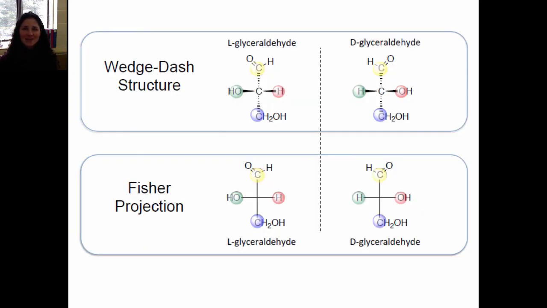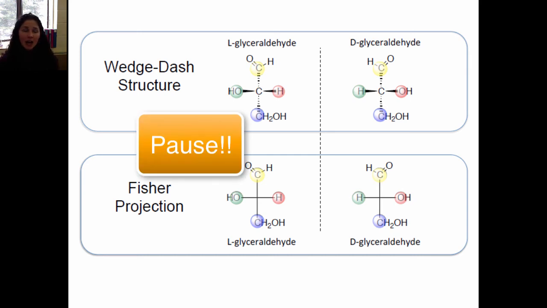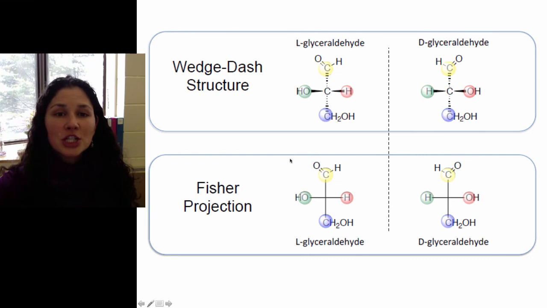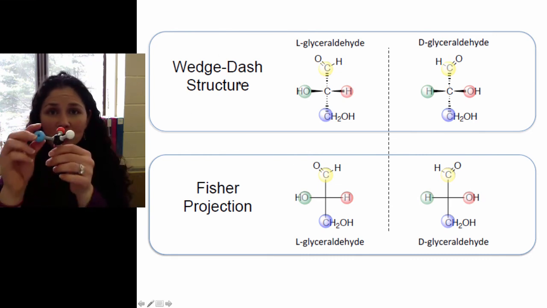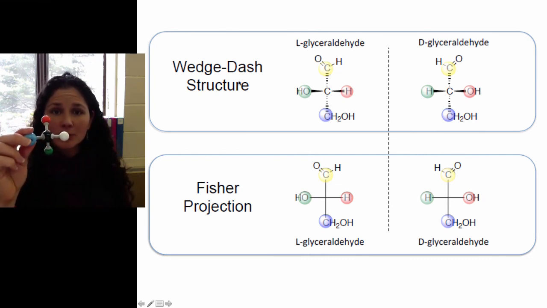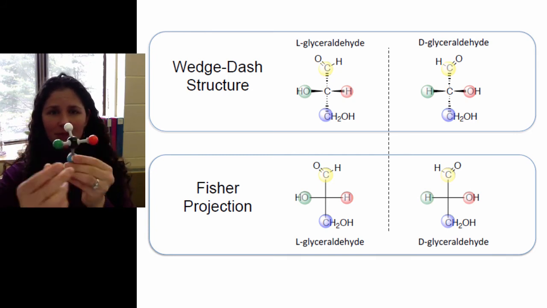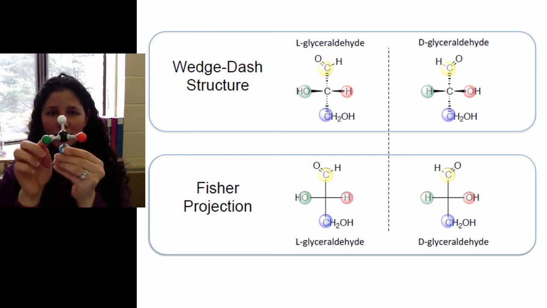Okay, let's get back to the material. Please pause the video and read the material about chiral objects and chiral centers on your activity very carefully. Then take your model and make sure that you can see how your model matches the wedge and dash structure. It's very important that you can see how this wedge and dash structure matches up with a tetrahedral carbon with 4 different groups attached.